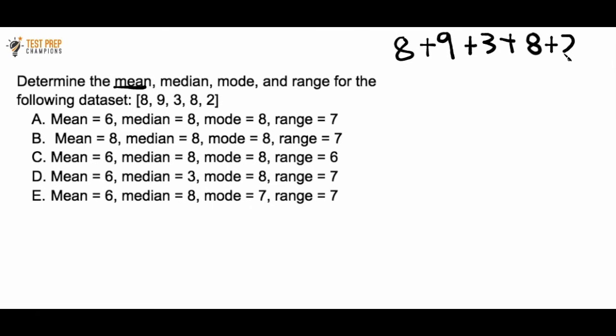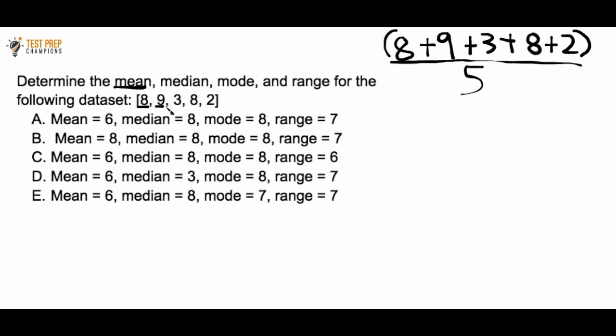Mean, median, mode, and range questions are fair game for science, for math, and for social studies, so you're probably going to get something like this at some point on your test. All I'm doing here to calculate the mean is I want to take each number. As you can see, I've got my 8, I've got my 9, all right, I've got my 3, I've got my 8 and my 2. I'm just adding up all the numbers, and then I'm going to count up how many numbers there are.